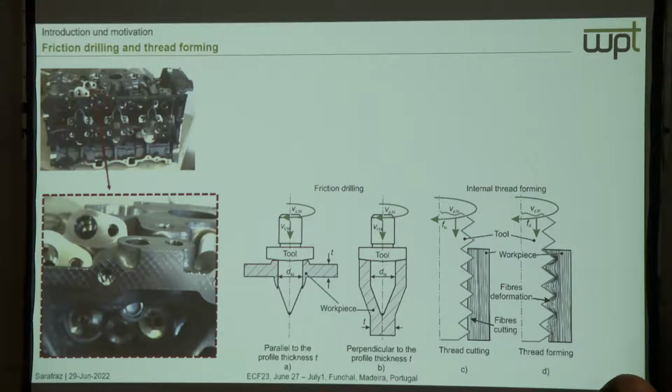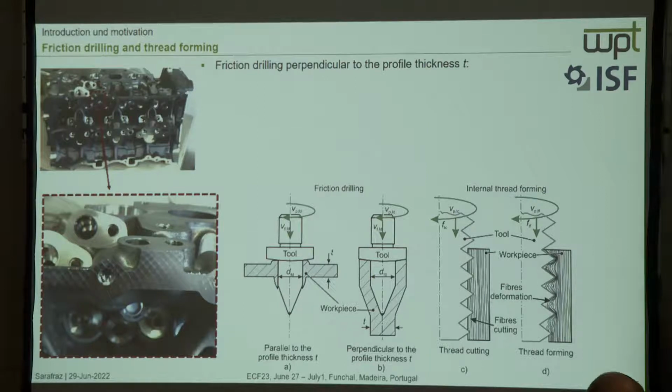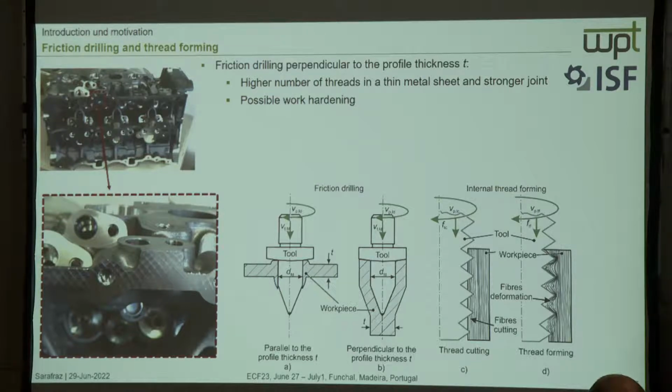We saw a lot of investigation in the direction of friction drilling parallel to the profile thickness. However, in the last decade, friction drilling has been performed perpendicular to the profile thickness by the Institute of Manufacturing Technology. You can see here that with this method, we can induce a higher number of threads in thin wall metal sheets and a stronger joint consequently, and avoid the possible work handling that can happen during friction drilling, and chipless manufacturing saves material.